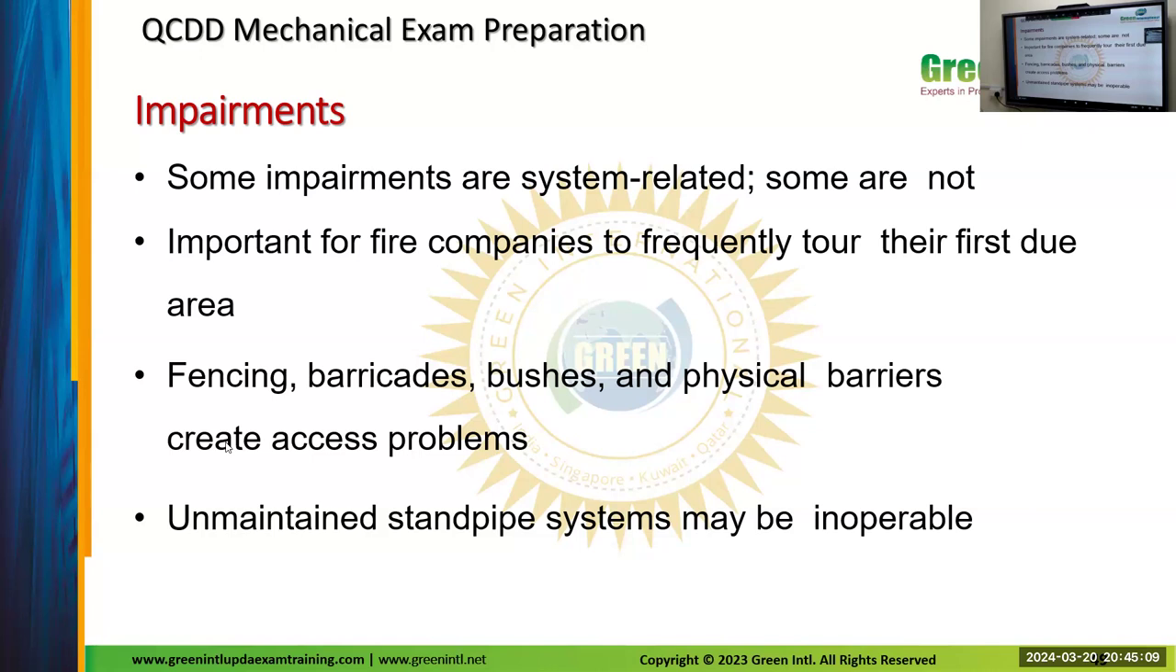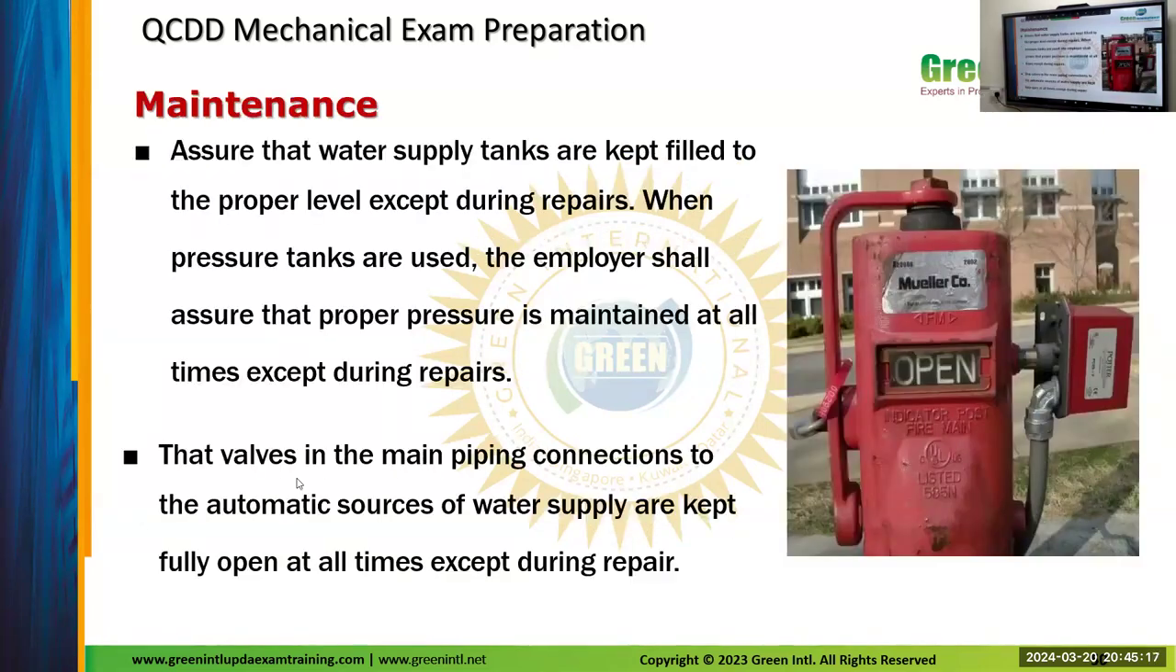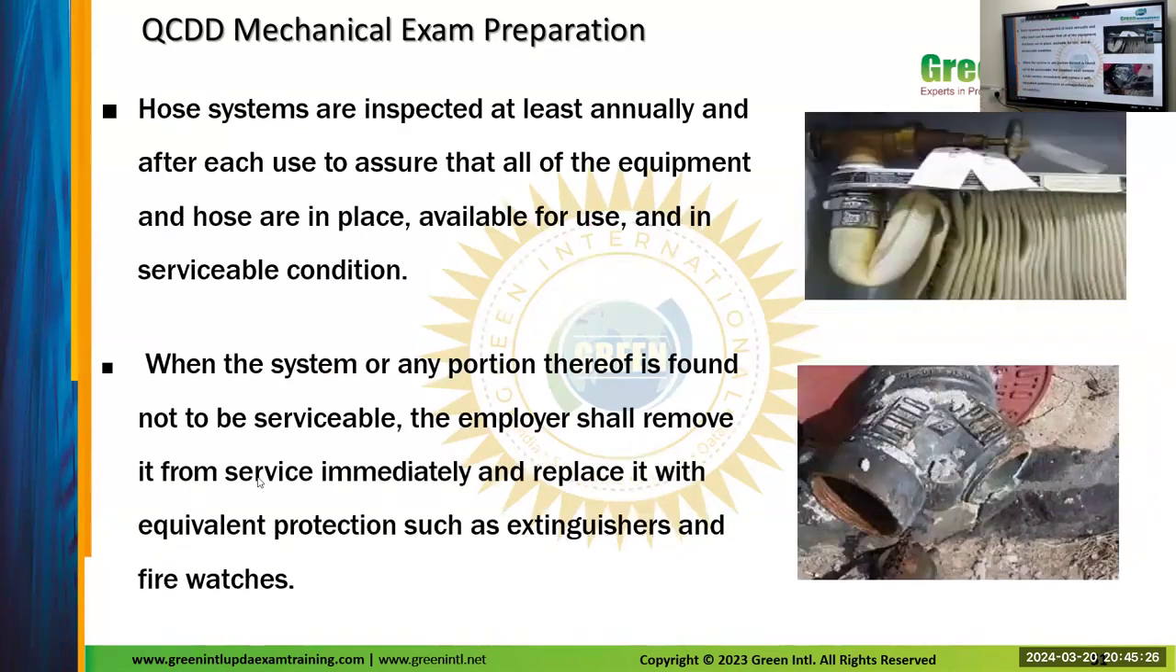Fencing, barricades, and bushing are physical ones. Unmaintained standpipe systems may be inoperable. Maintenance: assure that there is a maintenance procedure, with monthly, weekly, and annual maintenance. Hose systems are inspected at least annually and after each use to assure that all of the equipment and hose are in place, available for use, and in serviceable condition. When the system or any portion of it is found not to be serviceable, the employer shall remove it from service.